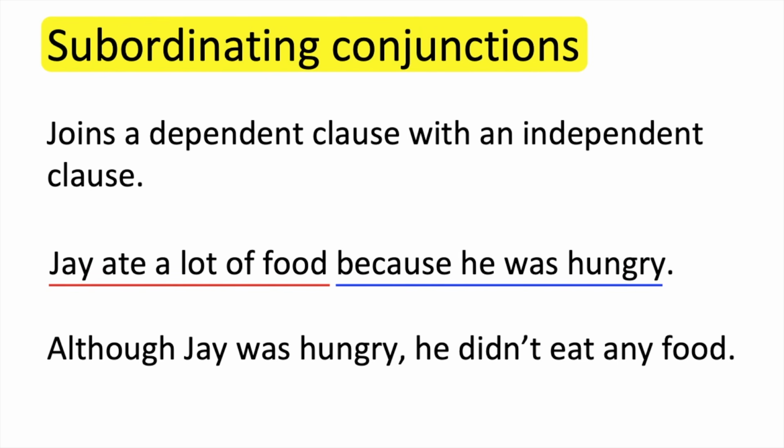Although Jay was hungry, he didn't eat any food. Here we have a subordinating conjunction followed by the dependent clause, then the independent clause. Although Jay was hungry, this clause alone doesn't make any sense. Therefore, it's a dependent clause. He didn't eat any food. This makes sense on its own. Therefore, it's an independent clause. Because the dependent clause comes first, followed by the independent clause, we put a comma between the two clauses, like this.